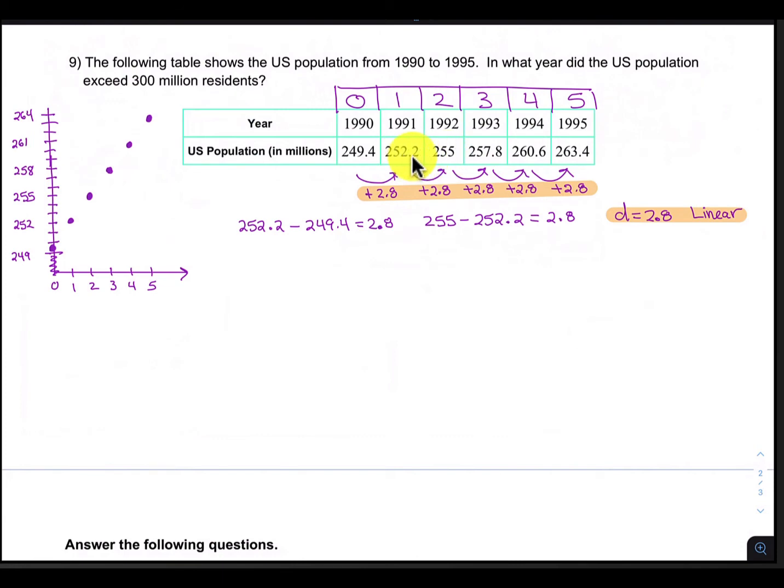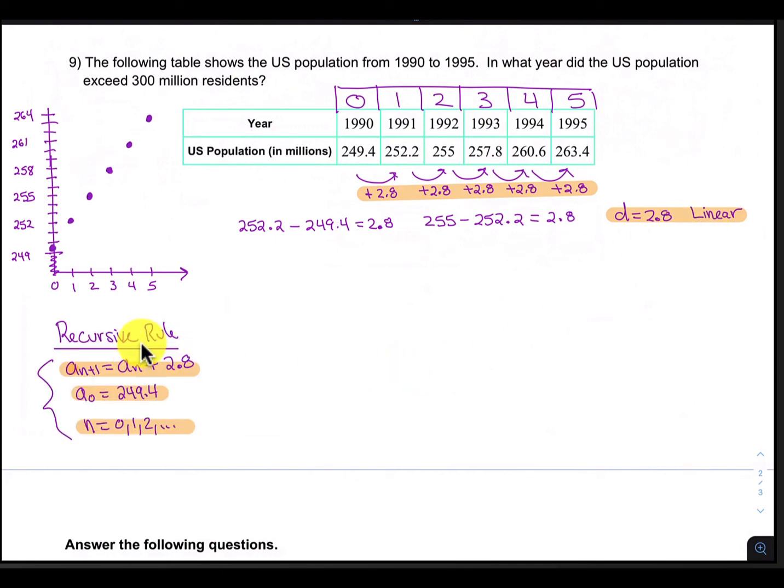Take the third number minus the second number. That's 255 minus 252.2, and you also get 2.8. So you can see that is consistent. Therefore, we do have a common difference of 2.8, and it is the same all the way down. So common difference is 2.8, therefore it is linear.